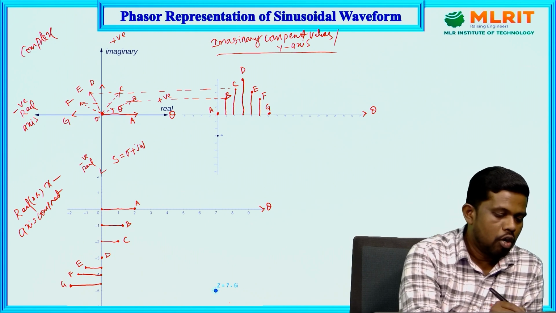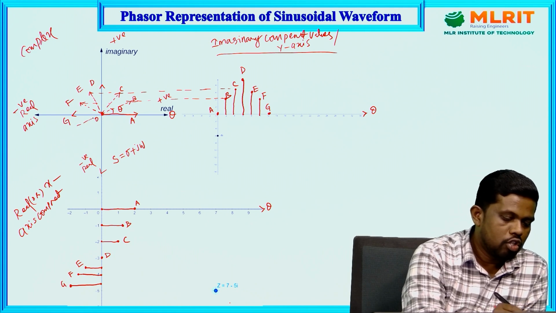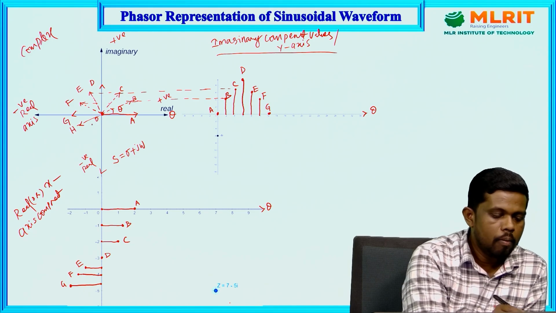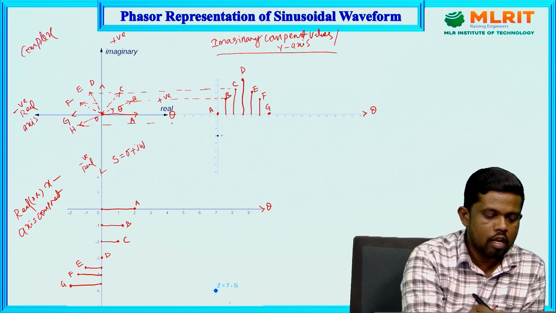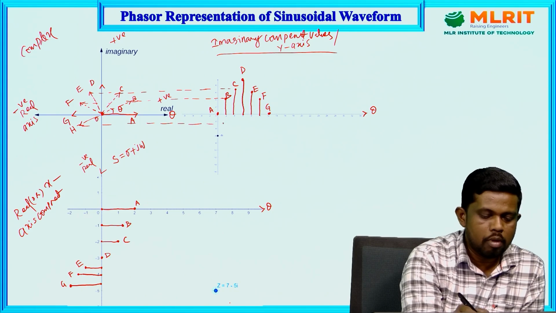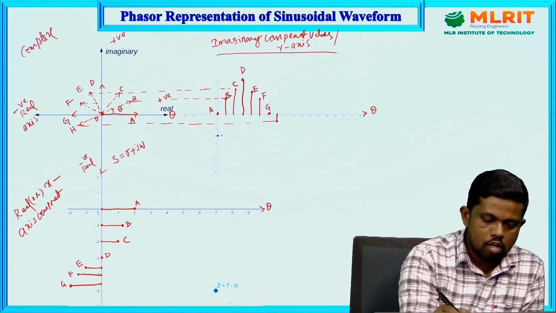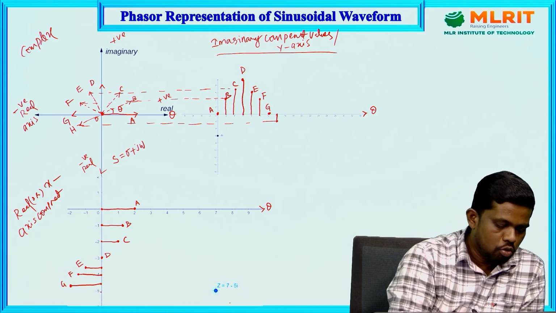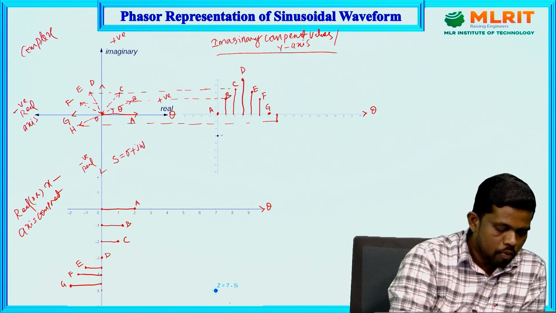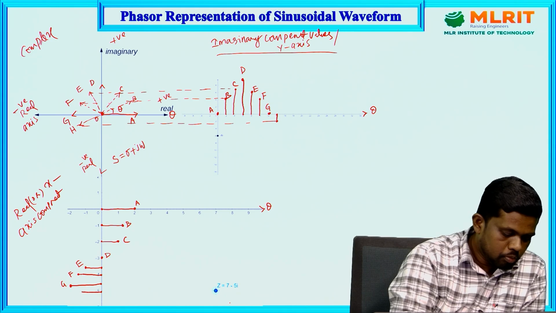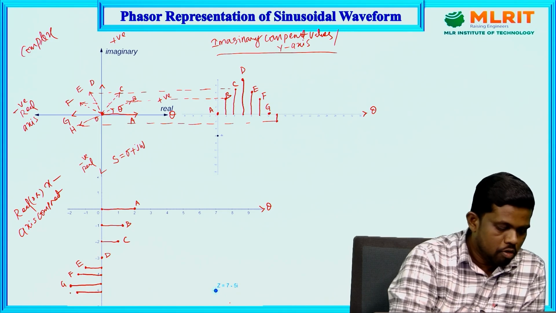Then keep on continuing the rotation. So we will get this instant, that is the instant number H. Then we need to project again the real axis component value and also the imaginary axis component value. So this is the imaginary axis component value. Now this one is the real axis component value, that is H.